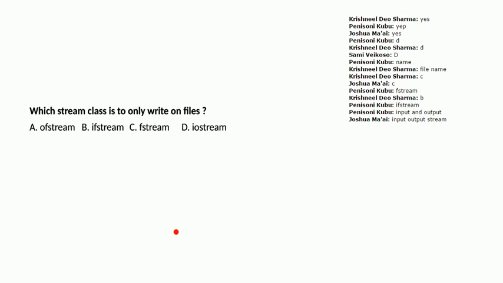Which stream class is only to write to a file? A, ofstream. The o means output stream. So if we say output file stream, it means that we want to write to a file, right? So that makes sense. So let's see another one.